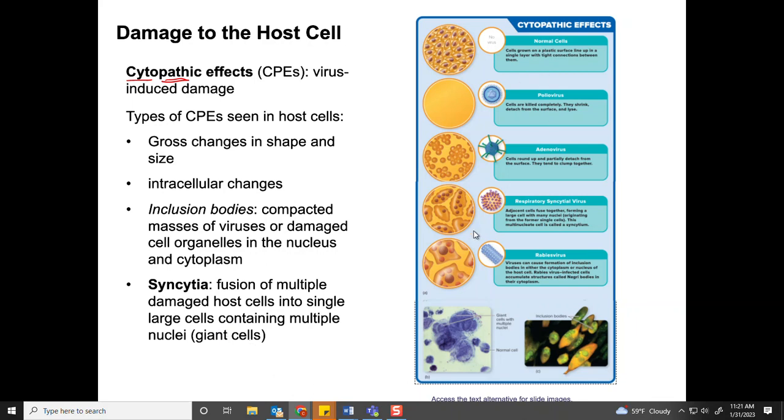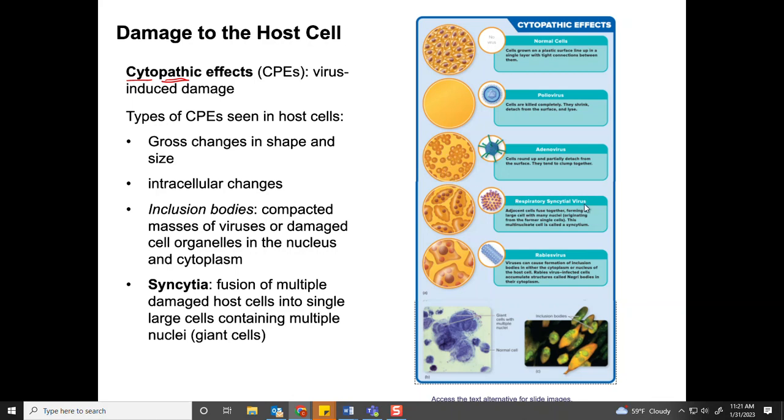But you can see some of these cytopathic effects here in some examples. So here we have normal, no virus. With polio, the cells are killed completely. They shrink and detach away from the surface, and they lyse, which means they rupture. So you see no cells. Here we have an adenovirus. These are going to cause intracellular changes that are going to affect the way these cells are organized. So you can see they're all kind of clumped together.